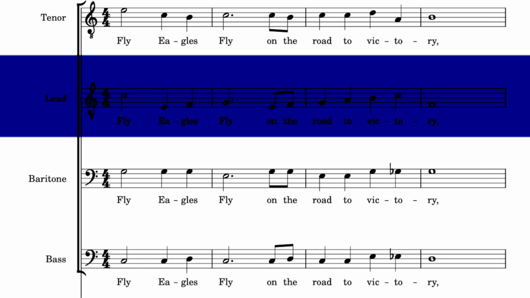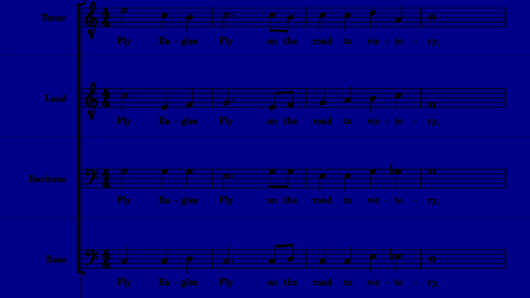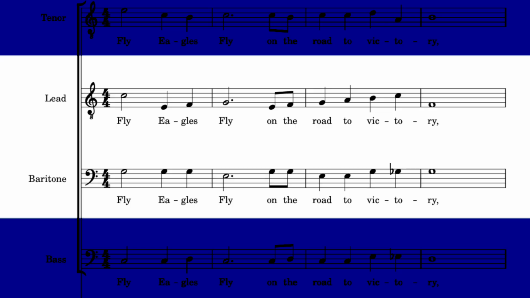So those past exercises were so easy that I'm going to now have you name 3 at a time. Example number 1. Which 3 voice parts did you hear? You just heard tenor, baritone, bass. Name the next 3 voice parts sung together. Which 3 voice parts did you hear? You just heard lead, baritone, bass.